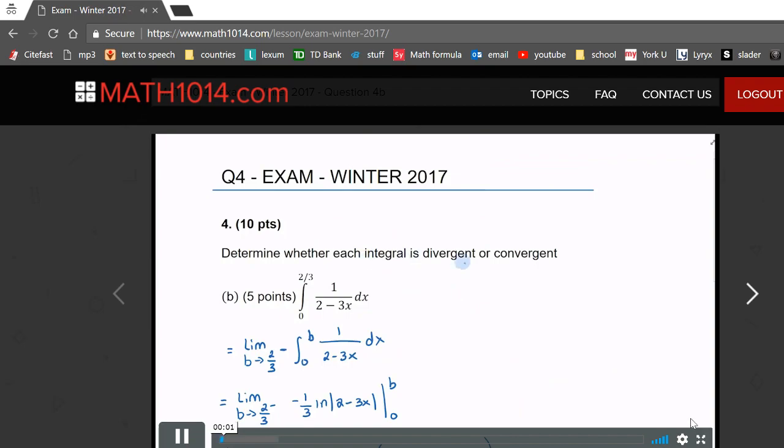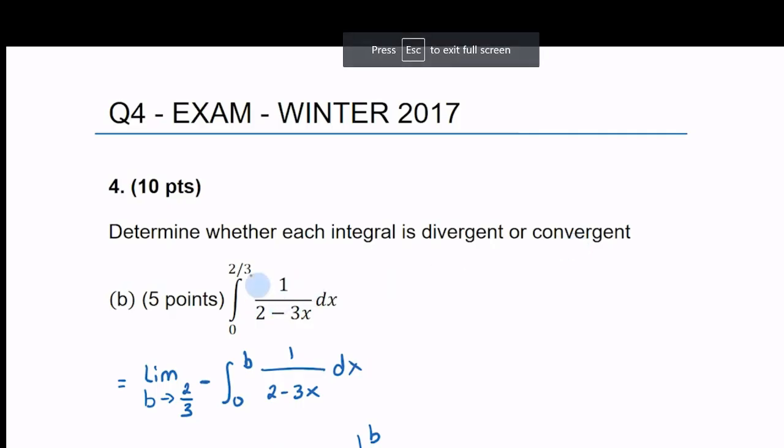Determine whether the integral is divergent or convergent. So looking at this integral here, we have boundaries of 0 and 2 over 3. We have a denominator here.